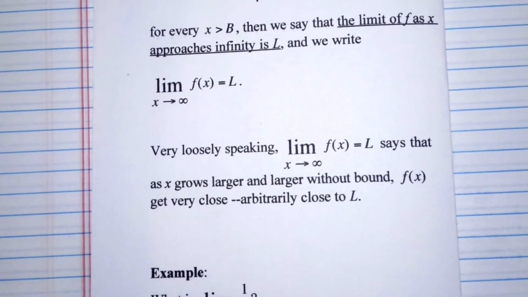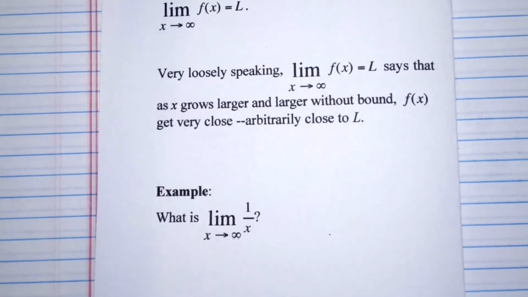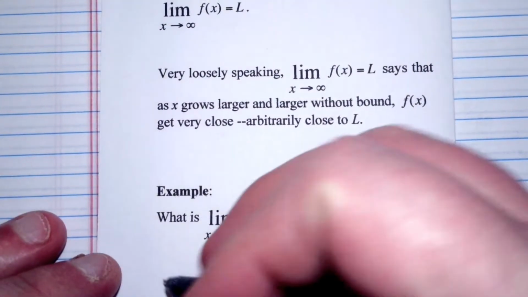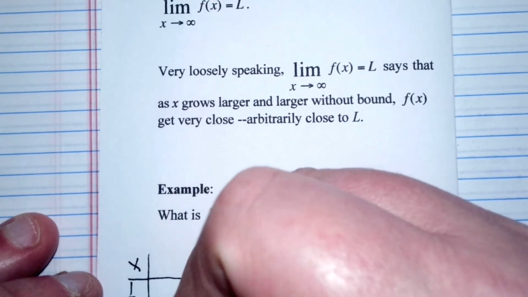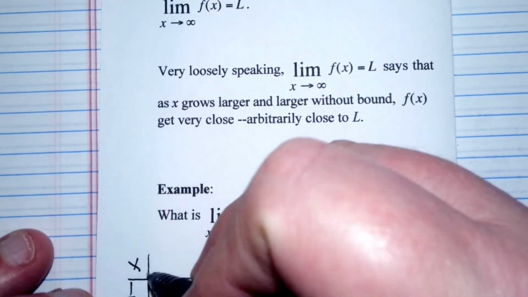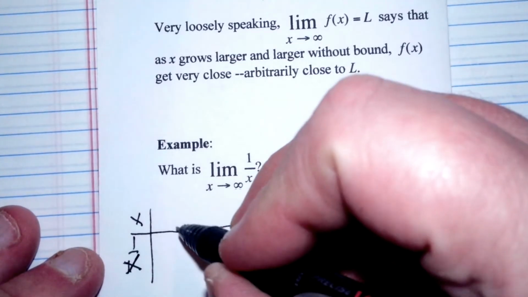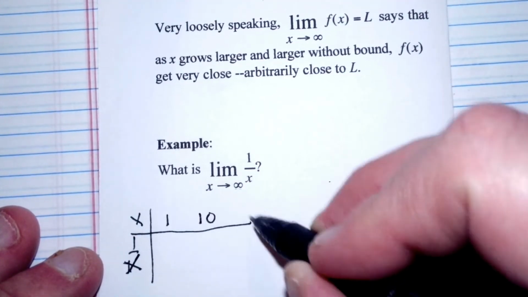Very loosely speaking, the limit as x tends to infinity of f of x equals L says that as x goes larger and larger without bound, f of x gets very close, arbitrarily close to L. So for instance, what is the limit as x tends to infinity of 1 over x? What happens to 1 over x as x gets really large? Alright, so let's make a table. So I've got x's here and 1 over x here, and let's pick x larger and larger.